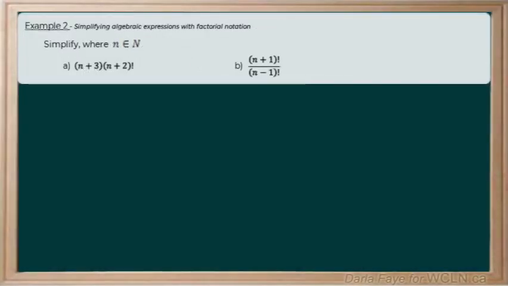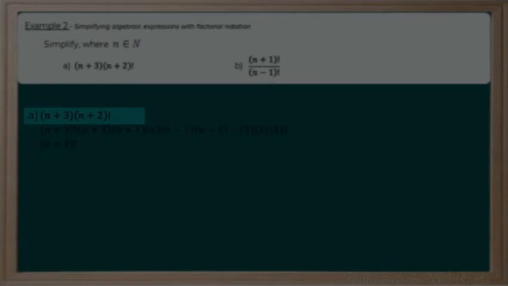In our first example, we looked at numerical expressions, which means that we only had numbers involved. Now, this time in example 2, we're going to dig into some expressions that have variables involved. We call these algebraic expressions. It's important to remember that that variable represents a natural number. Let's start by looking at part A. This expression reads n plus 3 times n plus 2 factorial. So as I'm sure you can guess, we're going to start by writing out some of these factors to see if we can manipulate or simplify the expression in any way.